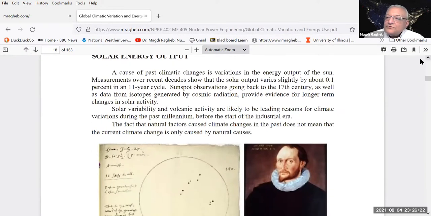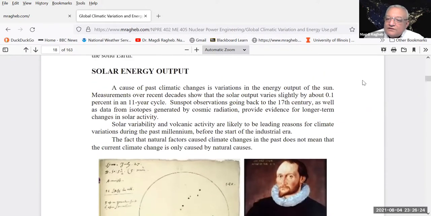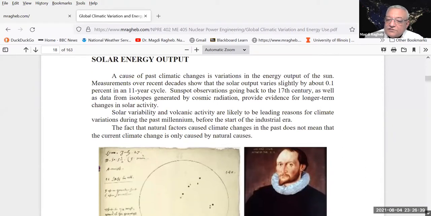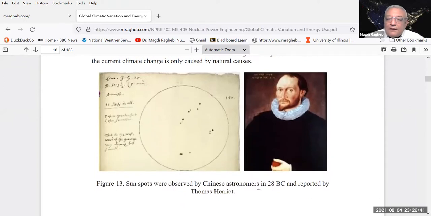There is an effect that has to do with the solar energy output, and this has to do with the solar cycle. The sun ebbs and flows in the energy it generates over an 11-year cycle, and that was first observed by looking at the sun through a telescope by Chinese astronomers a long time ago, in 28 BC, and it was reported by Thomas Harriot, shown here, and these are sunspots on the surface of the sun.